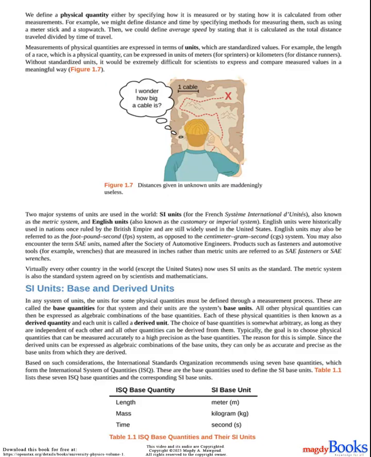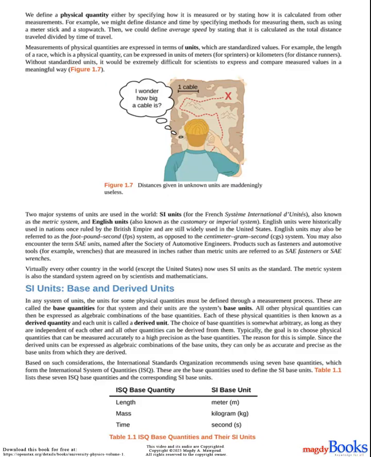1.2.1 SI units. Base and derived units. In any system of units, the units for some physical quantities must be defined through a measurement process. These are called the base quantities for that system and their units are the system's base units. All other physical quantities can then be expressed as algebraic combinations of the base quantities. Each of these physical quantities is then known as a derived quantity and each unit is called a derived unit.